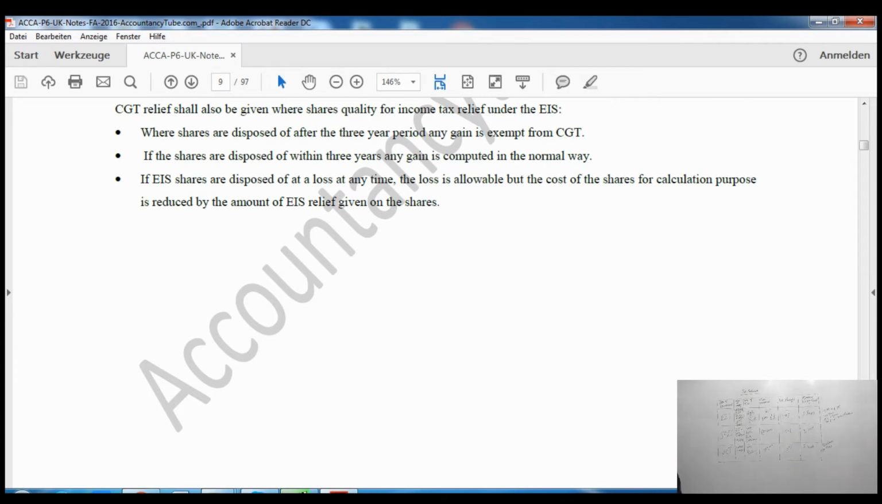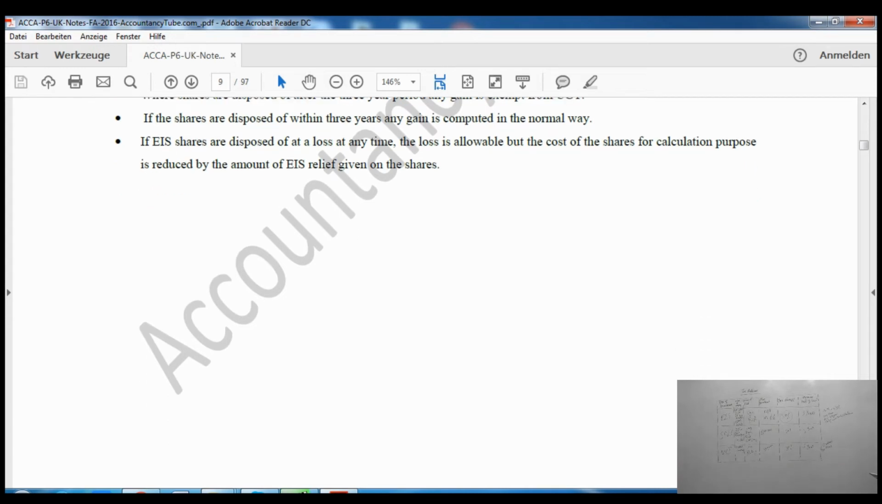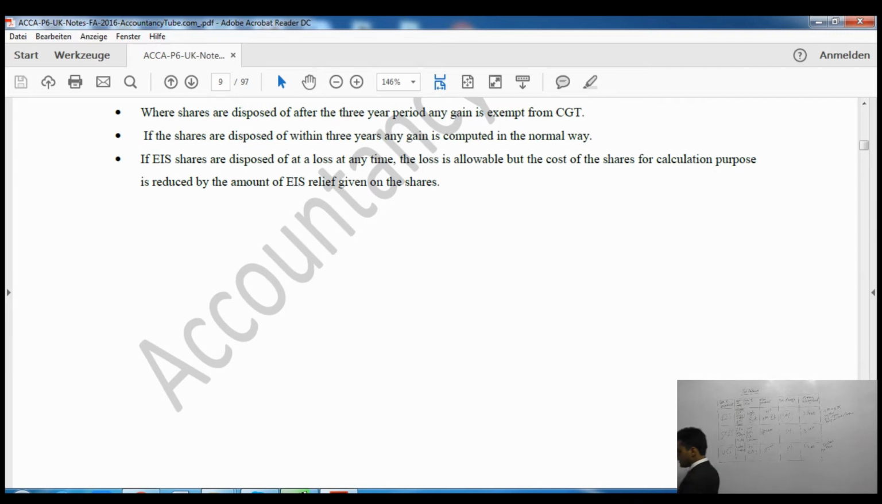All right. Likewise, in capital gains tax, if you kept the shares for 3 years, then for shares disposed of after the 3 year period, any gain is exempt from CGT. So you will not have to pay any capital gains tax. All right. Now, if the shares are disposed of within 3 years, any gain is computed in the normal way. Now, what is the normal way? We'll take the sales proceeds less cost, and that would be the gain.